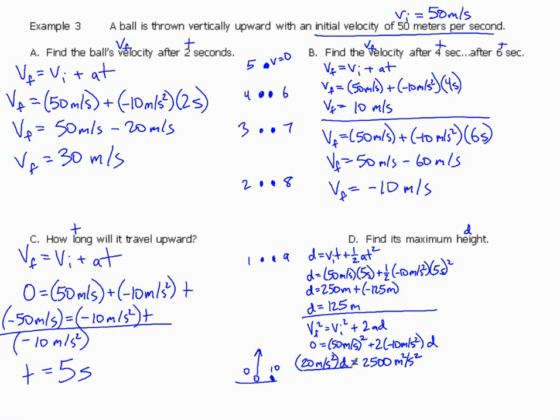Dividing the whole thing by 20 meters per second squared gives us distance equals 125 meters. So you get the same answer using both methods. Personally, I think the distance formula was easier in this one, but that is another possibility.